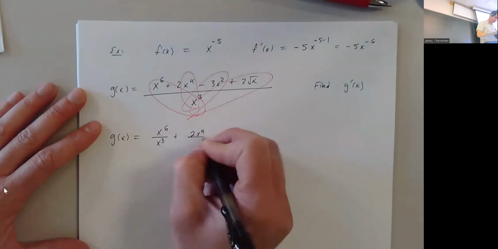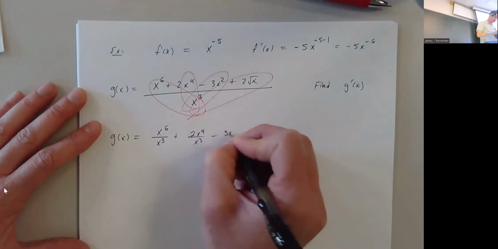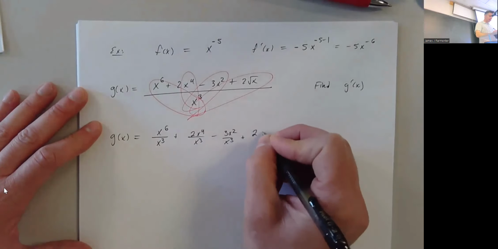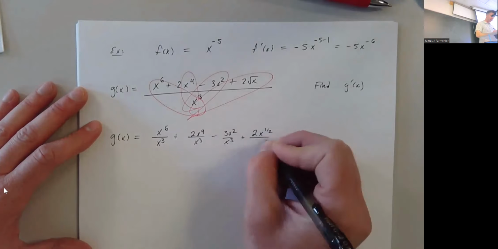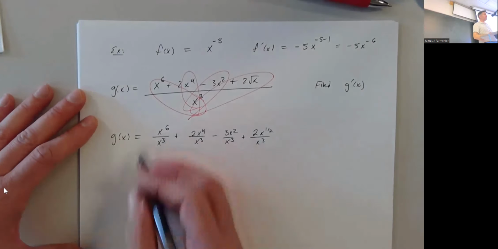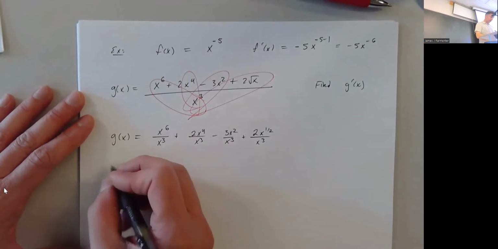2x to the 4th over x cubed minus 3x squared over x cubed. Now let's make our lives easier. Let's write this as 2x to the 1/2 over x cubed. If you're comfortable, you can totally skip this step and just do the division, which is totally fine.